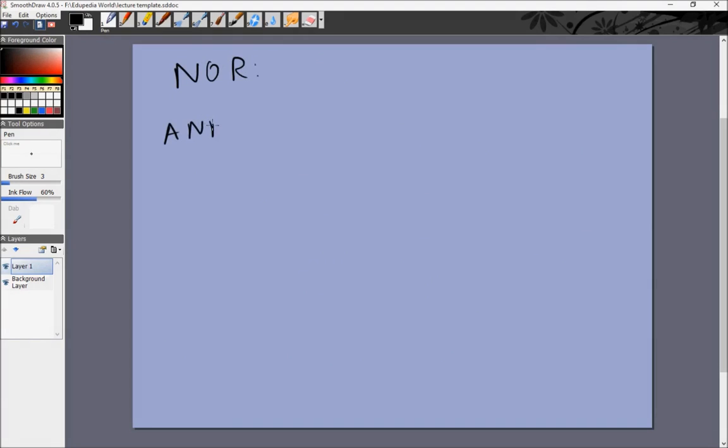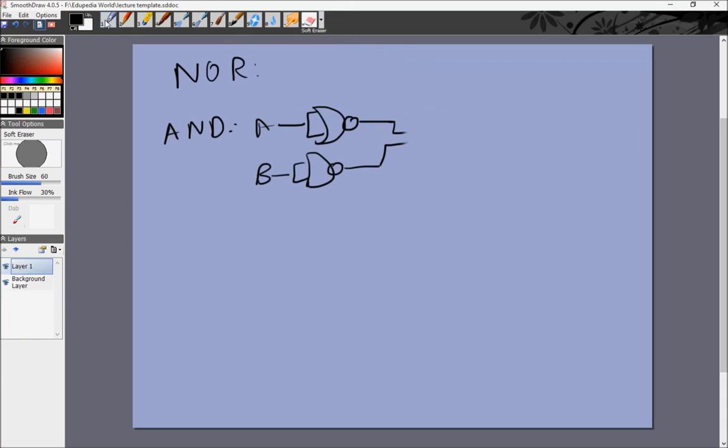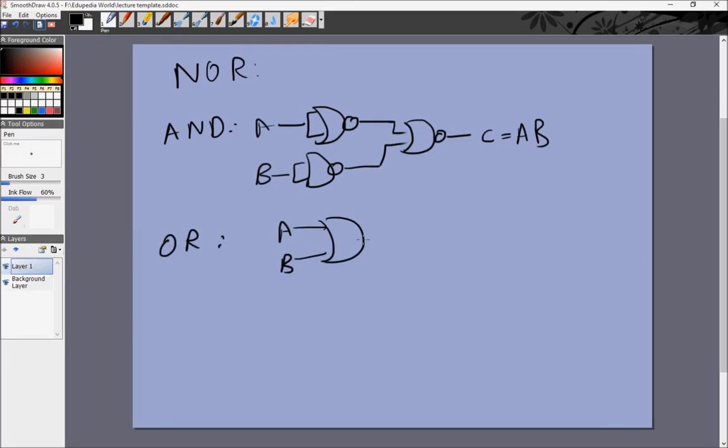To create the AND using the NOR gate, I would like you to verify these on your own. So you take A, you NOR it with itself, you take B, you NOR it with itself, that is A NOR A and B NOR B, and you NOR them together. Sorry, this should be the NOR gate. And this will be C is equal to AB. If you want to do the OR gate, you take A and B, you NOR them together, and then you NOR that thing to itself, and you'll get C is equal to A plus B.